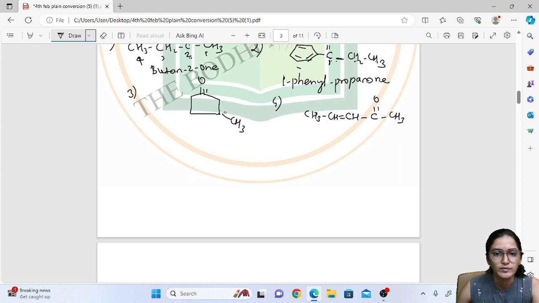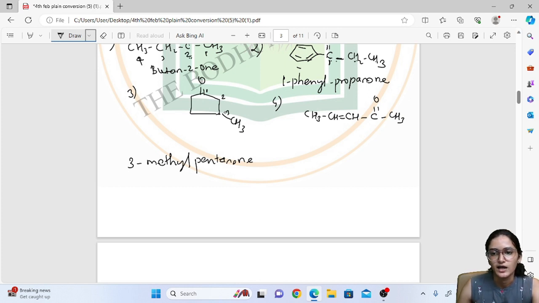So let us start numbering. This will be 1, 2 and 3. So at third position we have a substituent. So the name will start from the substituent, that is 3-methyl. Okay, then this is pentane, no? So 3-methyl pentanone. Okay, now since the ketone group is at first position, name will be 3-methyl pentanone.